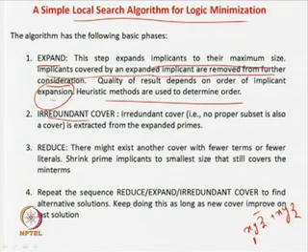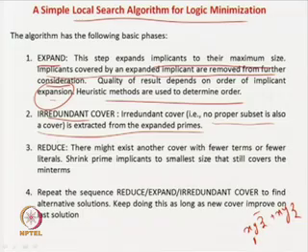Then there is the irredundant cover. Irredundant cover means no proper subset is also a cover, taken from the expanded set of primes. We will see this when we come to the expansion. So in a redundant cover, if you have some redundant terms you can eliminate them. Then reduce. In this case what do you do? There might exist another cover with fewer terms or literals; seek to reduce prime implicants to the smallest size while they still cover the min terms. So do not consider these lines. We will see what that means.